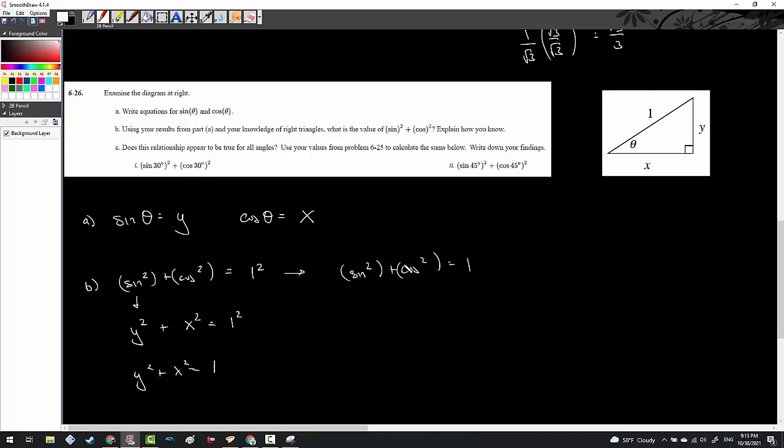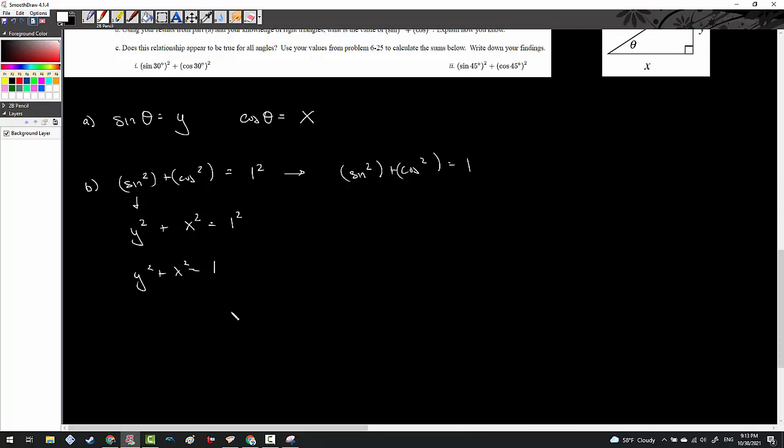Now, it says, does the relationship appear to be true for all angles? Use your values from 6-25 to calculate the sums below, and then we're going to write down our findings. Okay, so let's see if we can demystify this. Sine of 30 squared plus cosine of 30 squared. Well, if you look back up at the table, I think you're going to find that sine of 30 is 1/2, and that's squared, plus cosine of 30, if you remember back from the table, and again, I encourage you to pause and look at the table you have in your notes, that is rad 3/2 squared.